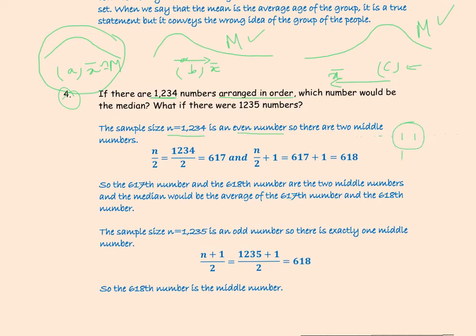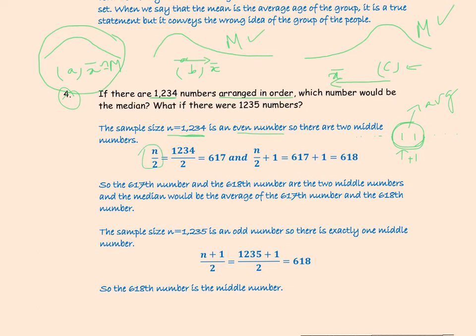If we can locate one, then the next number we get by just adding 1 to that position would be the second middle number. And once we locate the two middle numbers, all we have to do is take the average of these two numbers. So we don't know what the numbers are, but at least we can find the position or the rank of these numbers.